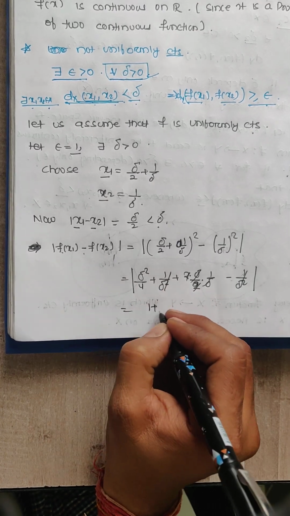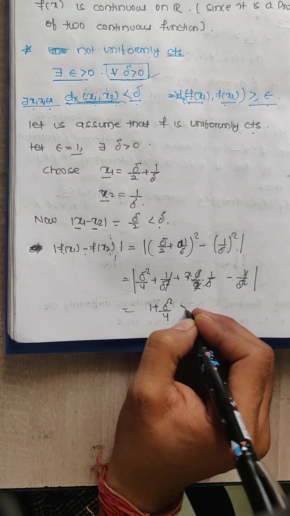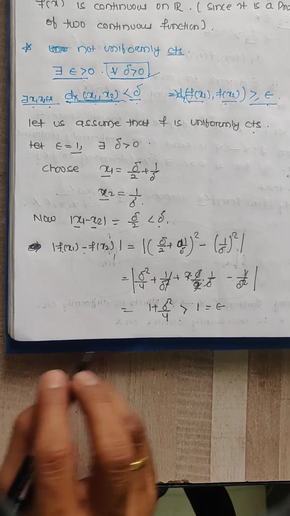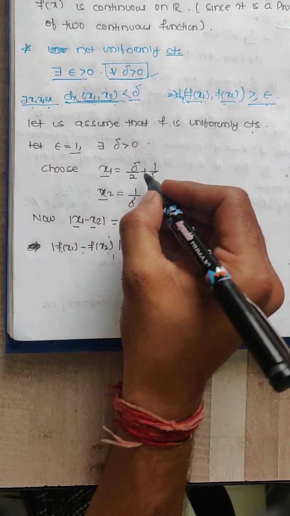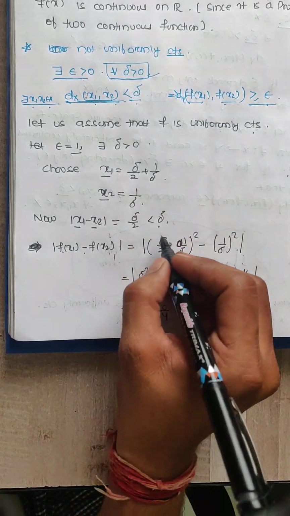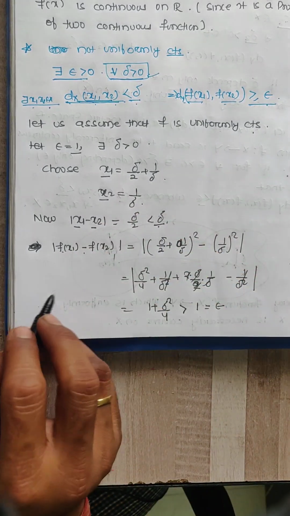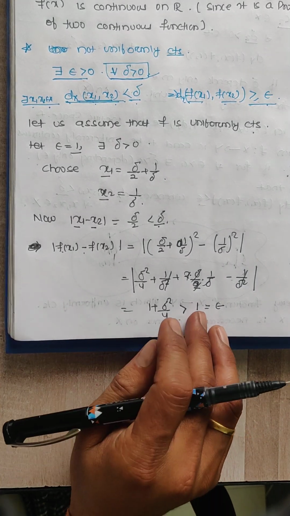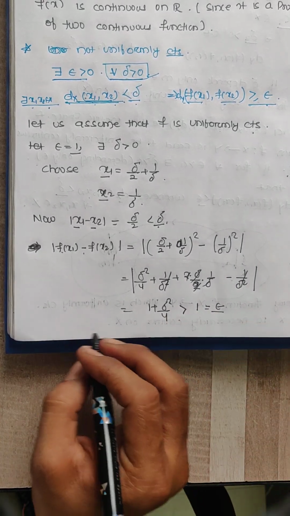Is nothing but 1 plus delta square by 4, which is strictly greater than 1. That is nothing but our epsilon. So we have 2 points f of x1, x2 whose distance between them is less than delta, but the image distance is greater than 1, that is, greater than epsilon.